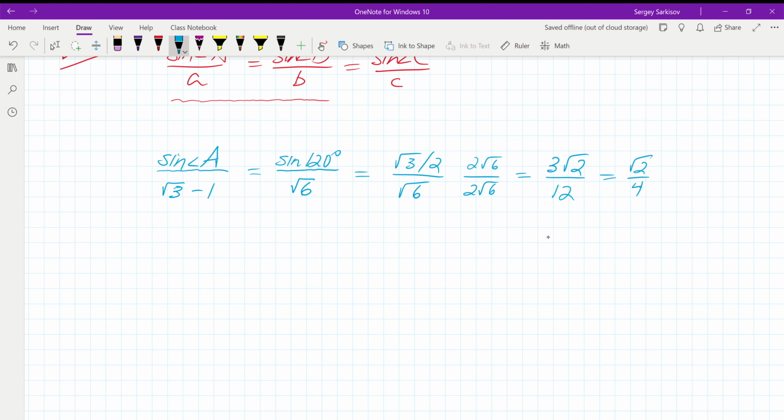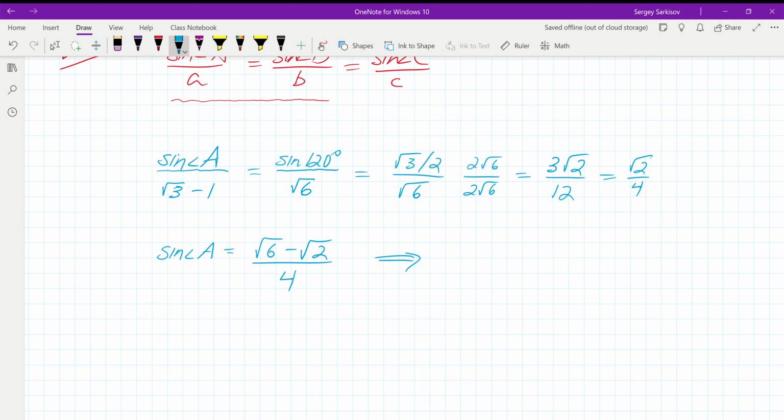And then that's going to equal sine angle A over root 3 minus 1. So sine angle A, let's see what that is equal to, root 3 minus 1 times that, which is going to be root 6 minus root 2, if you multiply it out, over 4. And does anybody know what this angle is? It's actually, you may know this, 15 degrees.